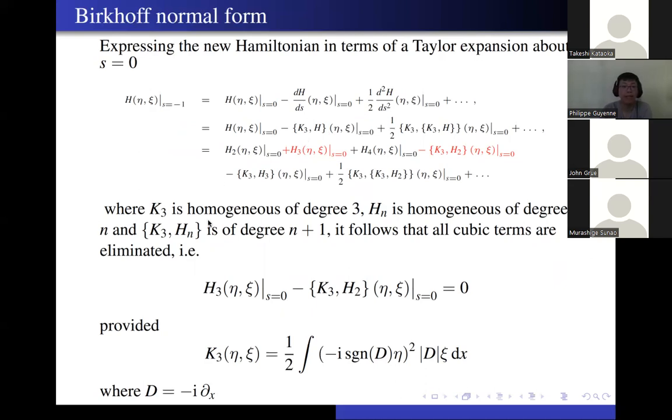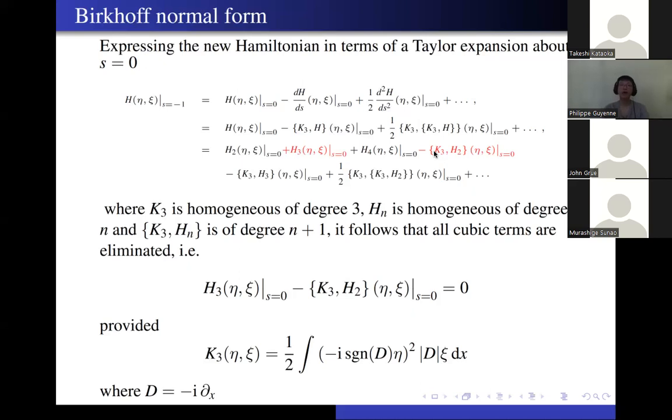And because K3 is homogeneous of degree 3 in η and ξ, and any HN is homogeneous of degree N, the Poisson bracket of K3 and HN would be of degree N plus 1. Therefore, the terms in red in a Taylor expansion of the Hamiltonian, so H3 and this Poisson bracket involving K3 and H2, these two are of degree 3, right? So they have the cubic contributions.